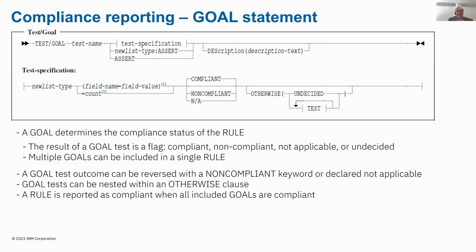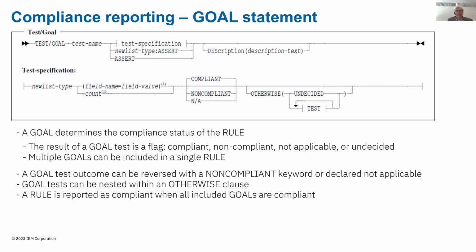Now you can, in a goal, declare saying it's compliant, or it is non-compliant, or it is not applicable if this is true, or it's undecided. So typically, if software is not installed, then the rule would be not applicable. And if it needs to be asserted, then it typically would be undecided. If it's organizational control, for instance, or if we cannot figure it out in an automated manner, you would initially see undecided. And then we have the goal test outcome. It can be reversed with a non-compliant keyword, or you can say it's not applicable.